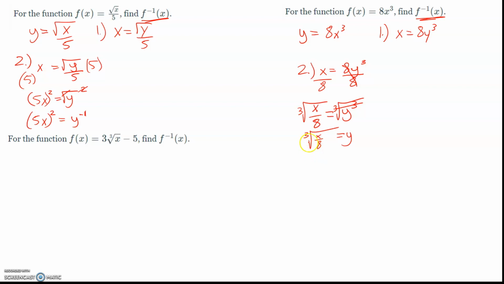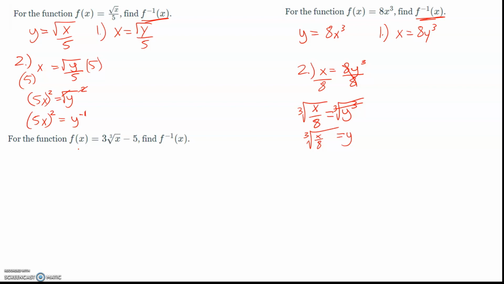Pretty simple, I think. They get a little bit more complicated as you add more steps to it, but if you can generally understand that what I want you to do is swap where your x and y are to start and then just solve for y again, you're on the right track and you will be able to master this skill.